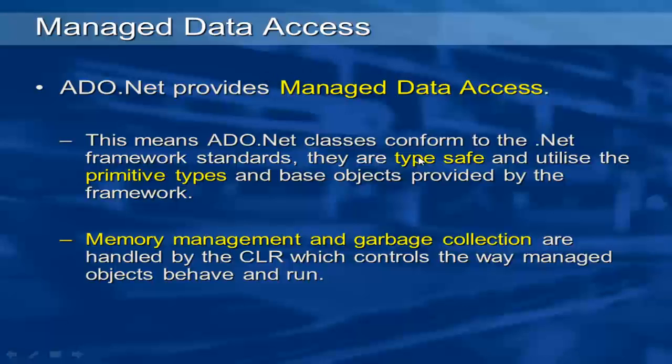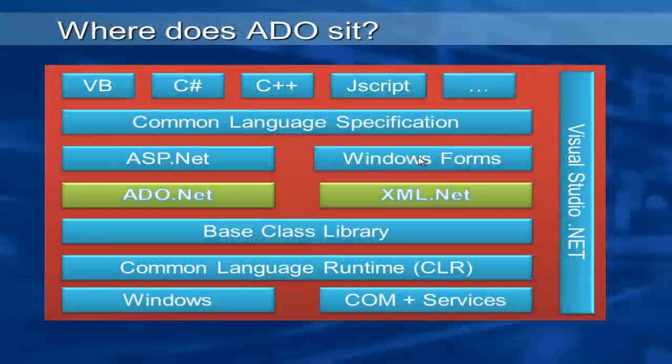So there are two aspects of ADO.NET. One is helping in the establishment of the connection and disconnecting the connection. The other one is managing the type safety. Now this diagram is already familiar to you.